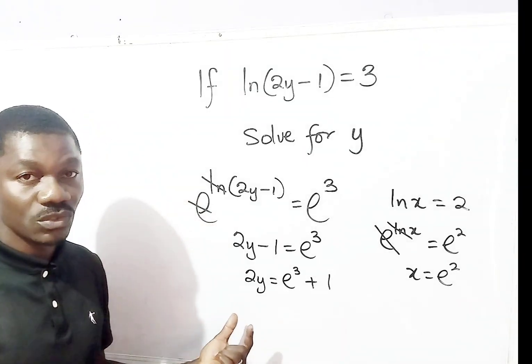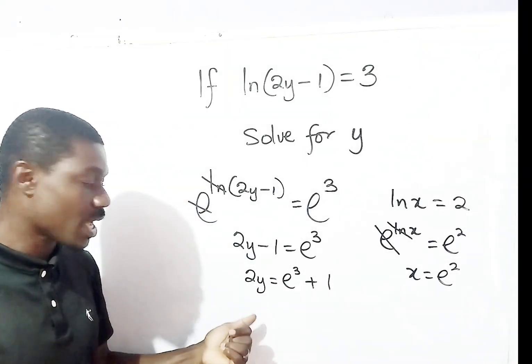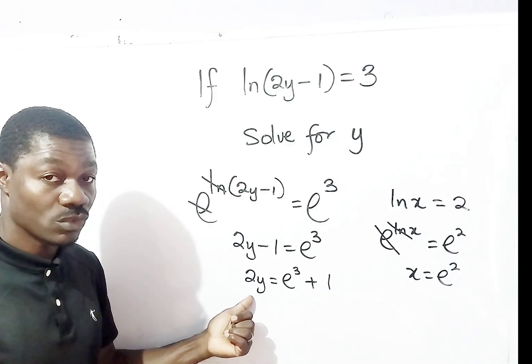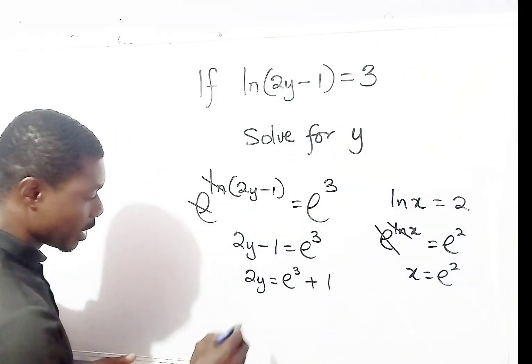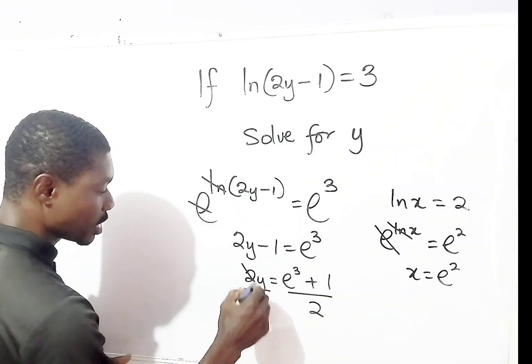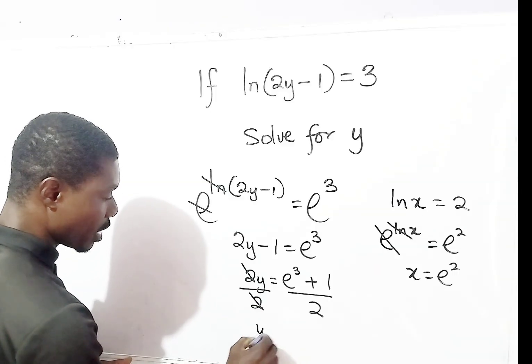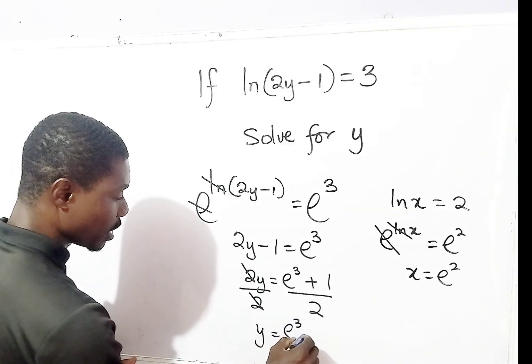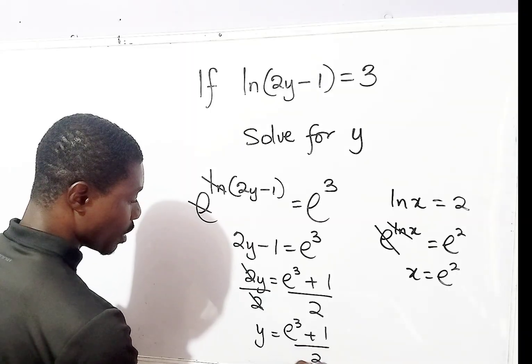So what we just need to do here now is to divide both sides by 2, which is the coefficient of what? y. So divide this by 2, divide this by 2, this clears off this. So our y then equals (e raised to 3, plus 1) all over 2.